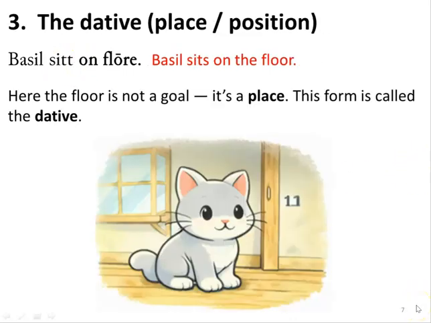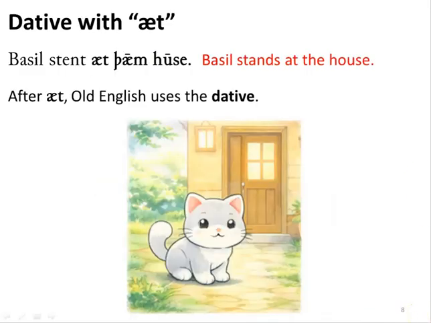All right. Third case, the dative, place, position. Basil sitter on the floor. Basil sits on the floor. Here the floor is not a goal, it's a place. This form is called the dative. Dative with æt. Basil stent æt thām hūse. Basil stands at the house. After æt, Old English uses the dative. So wherever you see the word æt, you're going to find the dative. It's a place, a location.